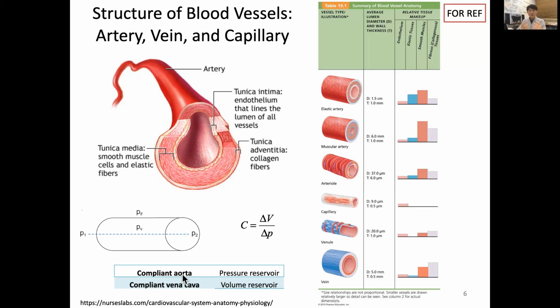aorta, which is one of the biggest arteries in our body, right after the heart, is very compliant in that it actually keeps the high pressure. So its role is as a pressure reservoir. While the biggest vein, which is getting into the heart from throughout our body, is called vena cava, and that is also very compliant, but that compliance comes from changes in volume. So that's called, its role is a volume reservoir of our heart.